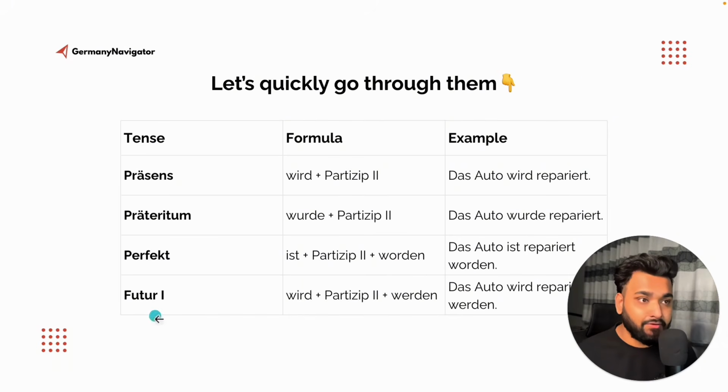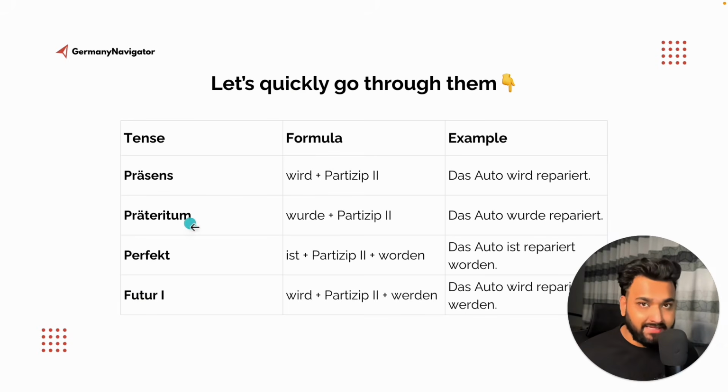On the very left side we have the tenses, then in the middle we have the formula, and on the right side we have the examples. Okay, so let's start with the tenses. At first we have the present tense, the basic one. Here the formula is wird plus Partizip II of the verb. For example, das Auto wird repariert. That was only the present tense.